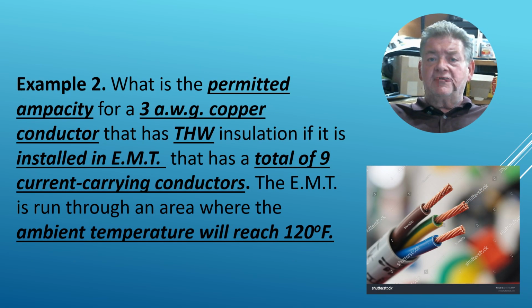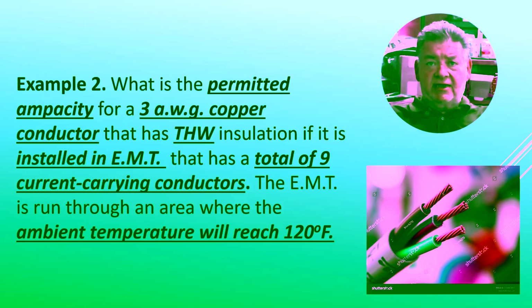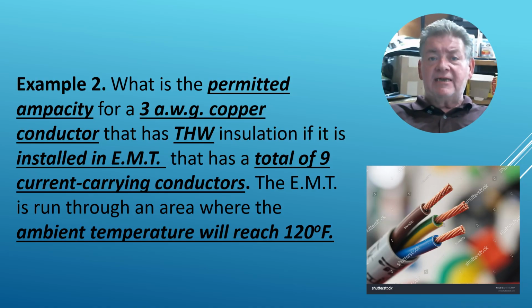Let's do another example. What is the permitted ampacity for a 3 American wire gauge copper conductor that has THW or 75 degrees C insulation, if it is installed in a run of EMT that has a total of 9 current carrying conductors, and the EMT is run through an area where the ambient or surrounding air temperature will reach 120 degrees Fahrenheit?